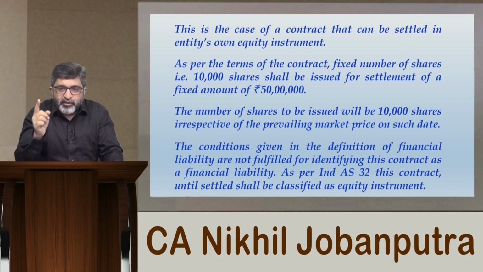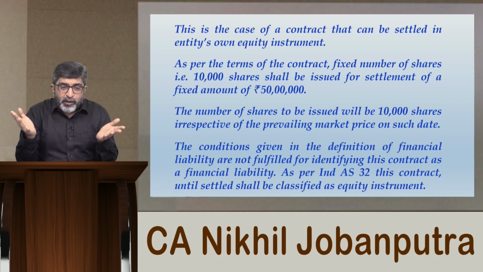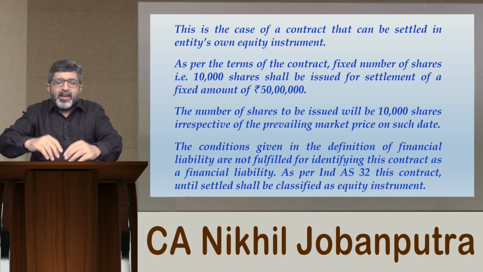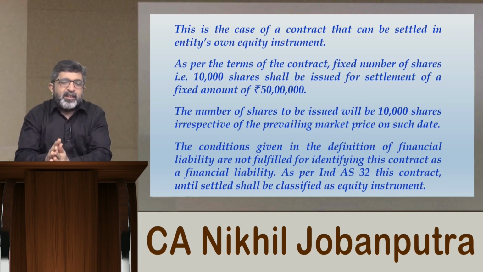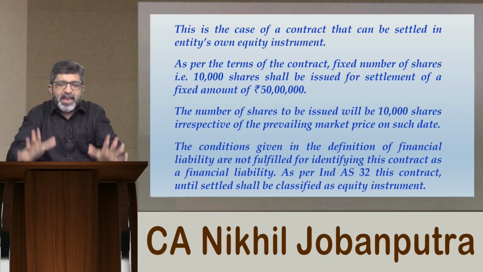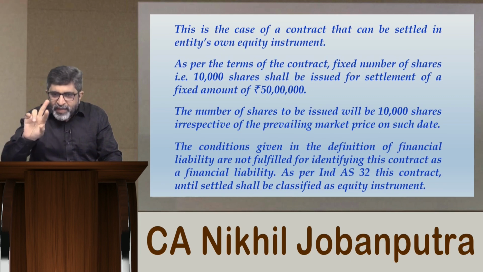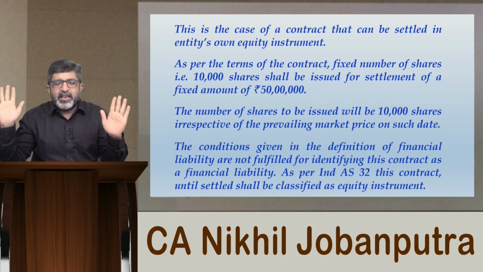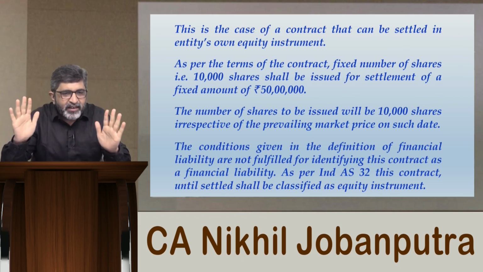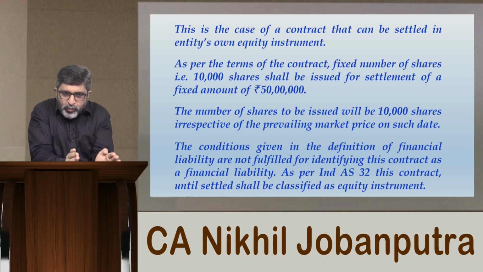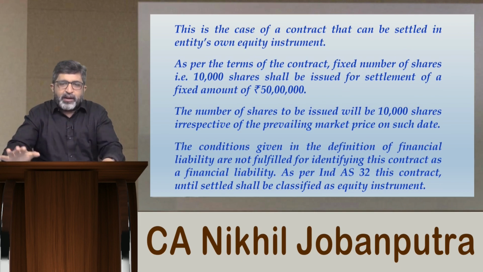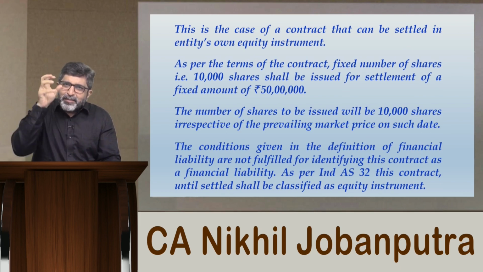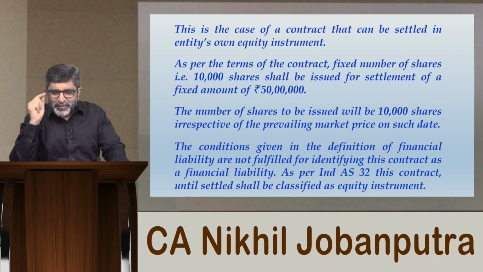Fact number 1. From the standard's language viewpoint, a fixed number of shares for a fixed amount is a clear indication. Fixed for fixed will make it an equity instrument. If one thing becomes variable, it will be a financial liability. If both are fixed, it is an equity instrument. You understand, right? In any example, if the amount to be settled and the number of shares are both fixed, it will make it part of equity. Let me add one flavor to this.